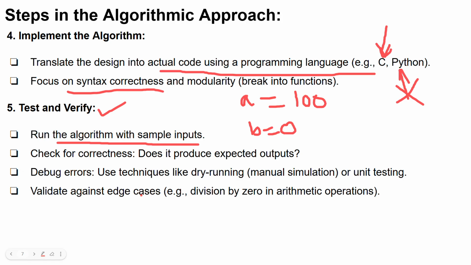And we will be checking whether any errors are there. If there are any errors, we will try to rectify them. As I already said, division by 0 in an arithmetic operation should be verified properly. So that is the fifth step of the algorithmic approach.